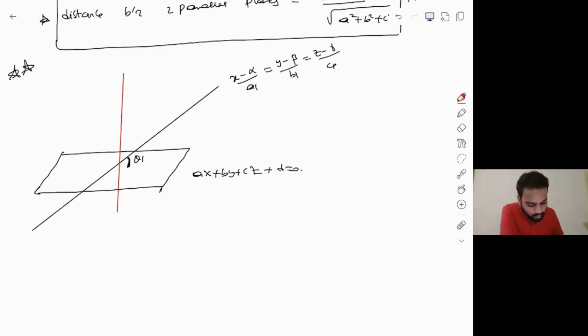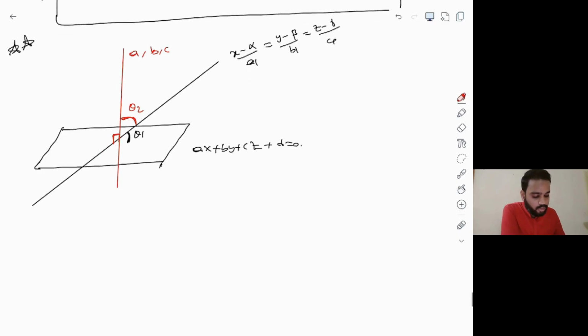Now if it is normal like this here, which means it is perpendicular obviously, and as you can see here, let me take the angle between the normal and the given line as some theta 2. By looking at the plane equation, we have the DRs of the normal to the plane as A comma B comma C.